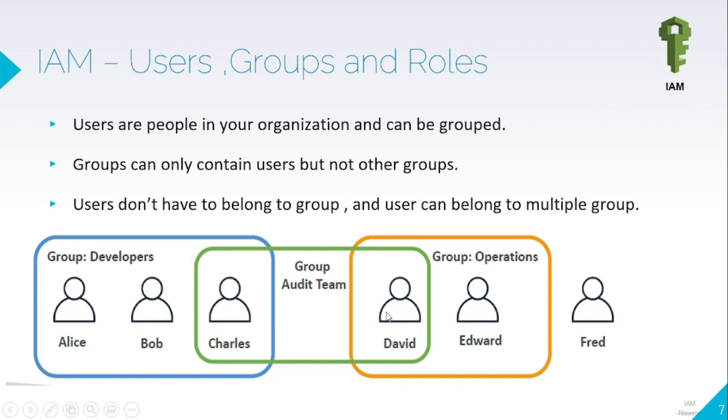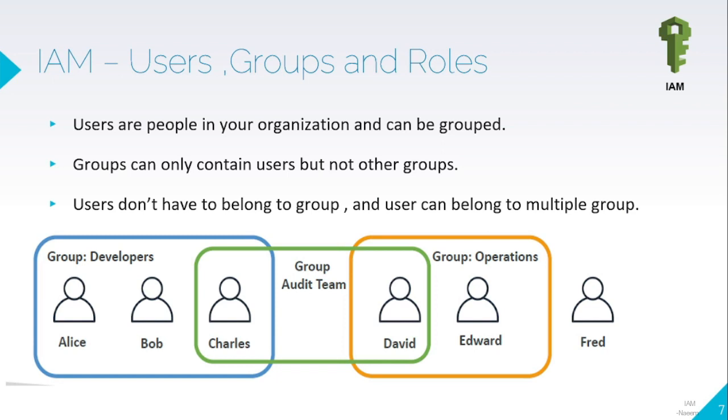Which are those? Charles belongs to both the group of developers as well as the audit team. So Charles is there in the audit team as well. So that is the reason Charles belongs to both the group of developers as well as the audit team. Similarly, David also belongs to the group of operations as well as the audit team. Okay, I hope you people are clear with this.